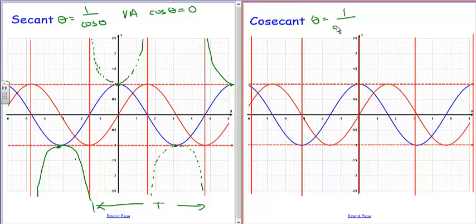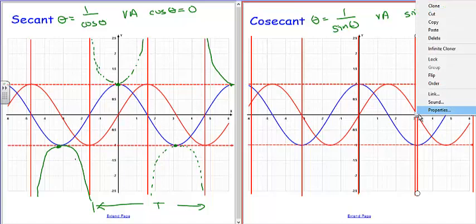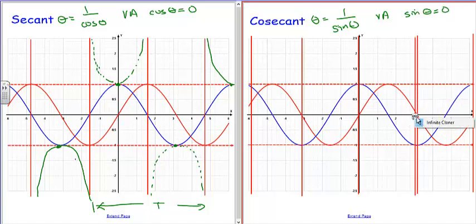Here you have 1 over the sine of theta. So you have a vertical asymptote when the sine of theta equals 0. This is the sine function, the red oscillating curve. You see we have a vertical asymptote here, at this point where the sine is 0. You have another vertical asymptote here where the sine is 0. When it crosses over here, you'll have a vertical asymptote. When it crosses here, you have a vertical asymptote. Now, notice this is 1 over the sine, so here's the sine. So the cosecant is going to be right here.